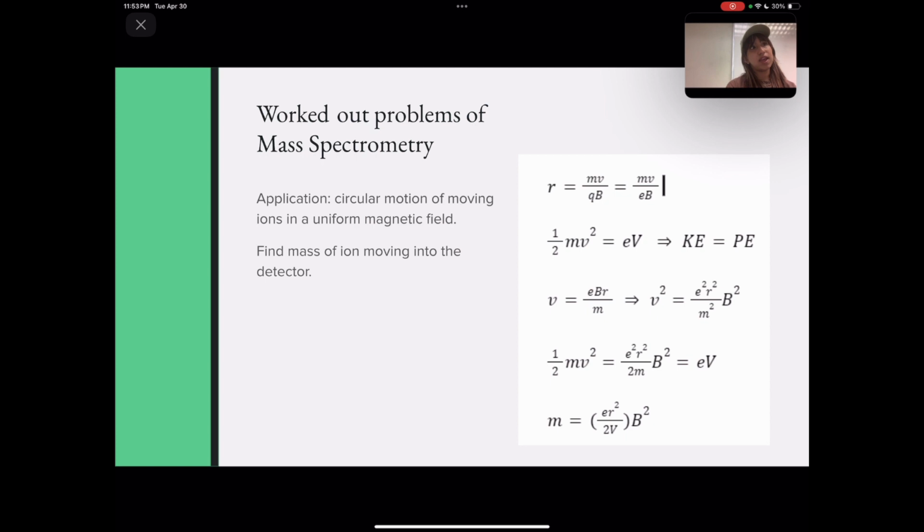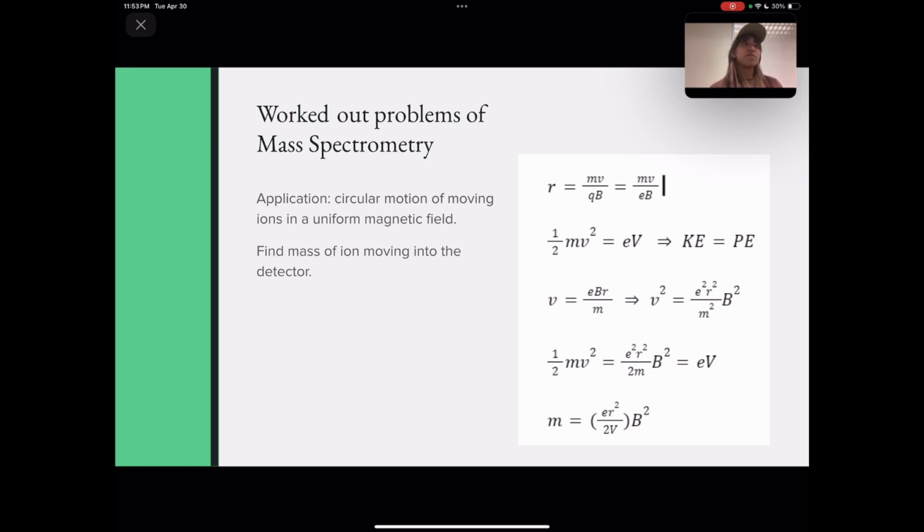So our kinetic energy, as mentioned before, has to be equal, in all cases, to get into the ion detector. So kinetic energy will have to equal potential energy. In this case, we will have 1/2 mass times velocity squared equal to EV. So we're trying to find velocity here to be able to find our mass. So velocity will have to equal EB times R over M.